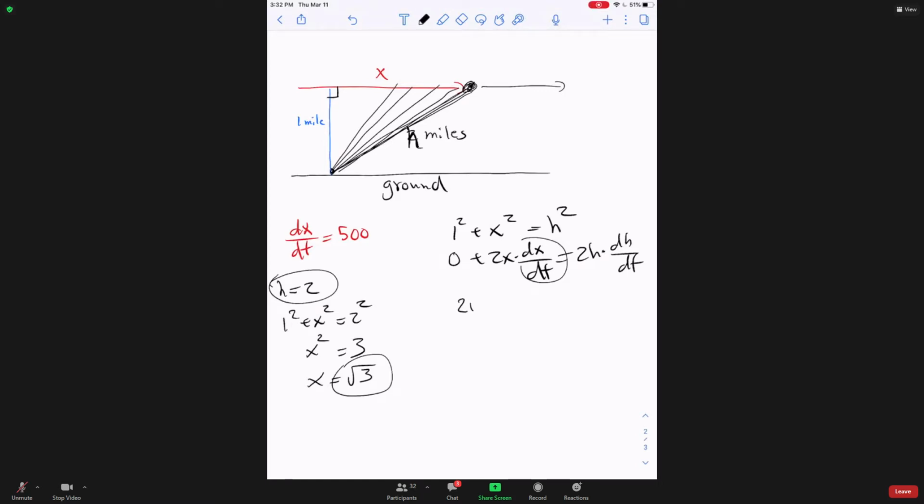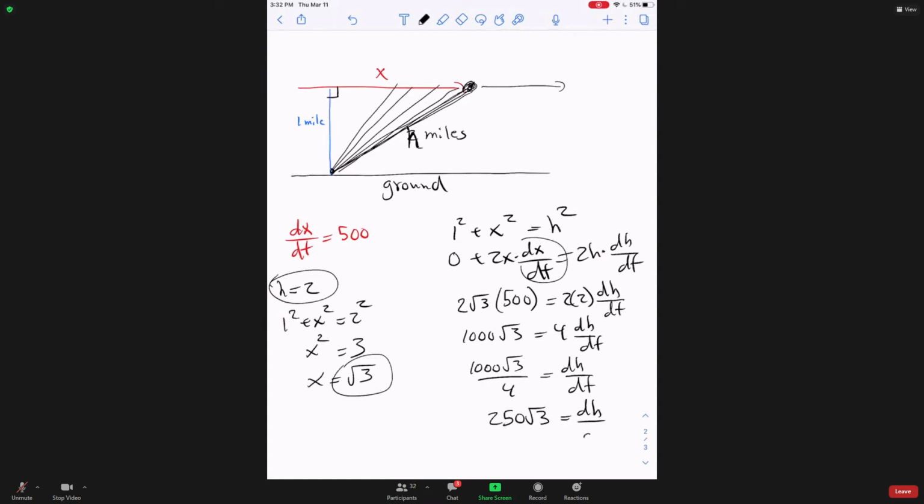So you plug in x, which is radical 3, dx over dt, which is 500, h which is 2. So 1,000 radical 3 equals 4 dh over dt. Divide by 4, 1,000 radical 3 over 4 equals dh over dt. 1,000 over 4 is 250. So 250 radical 3 is the rate the distance is changing for the plane. What is 250 times radical 3? That's approximately 433 miles per hour.